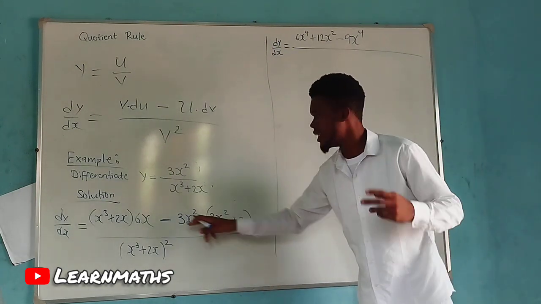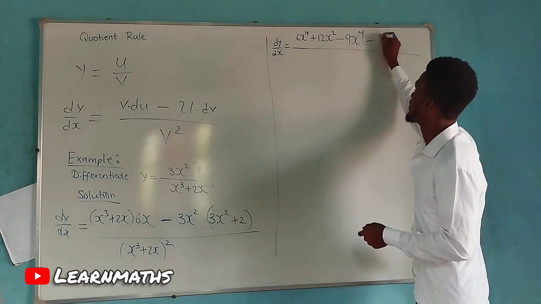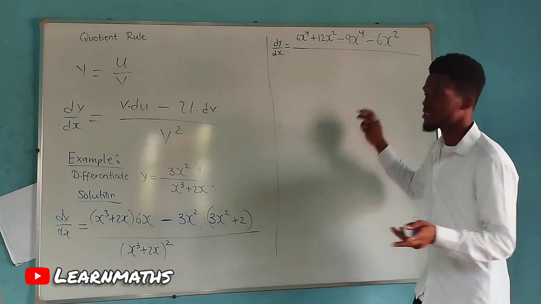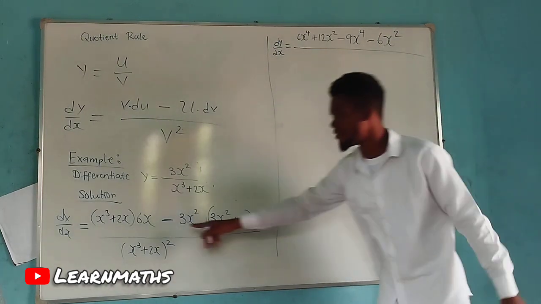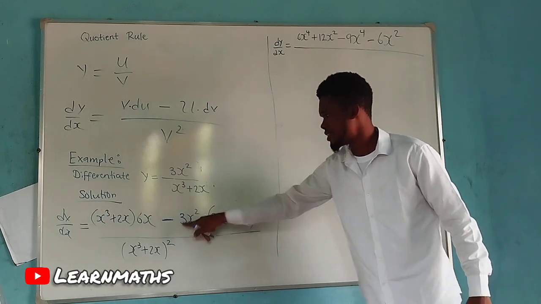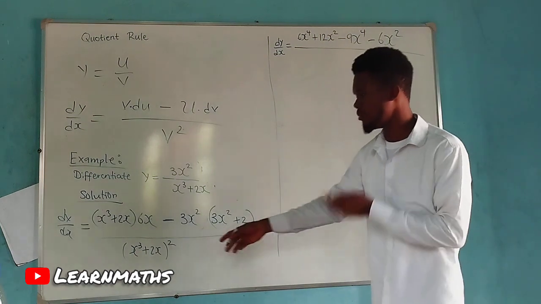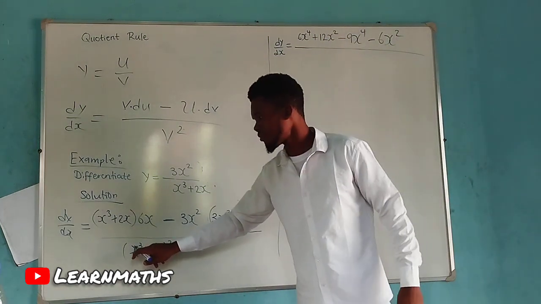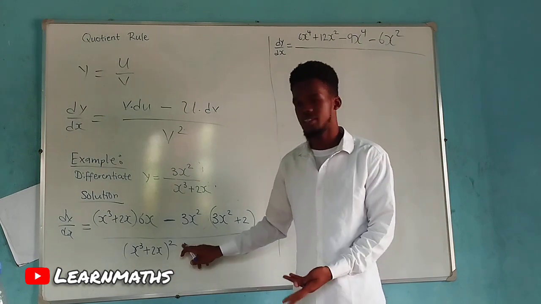How about negative 3x squared times 2? What would that be? Negative 6x squared, right? Since 3 times 2 is 6, so we're going to have negative 6x squared. Now that's for the numerator. Let's see what we have at the denominator. Now we have x raised to the power 3 plus 2x, then bracket, everything is squared, right?